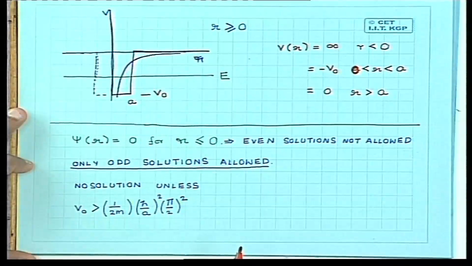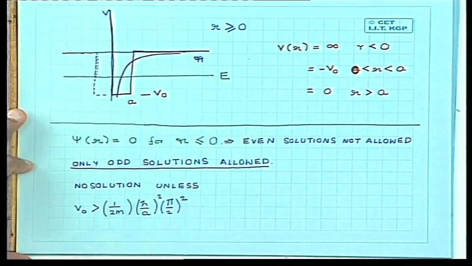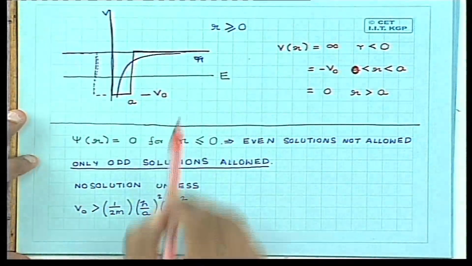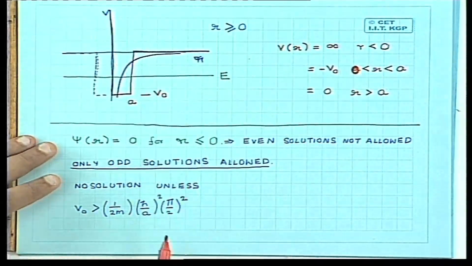Now r, you should note, is the radial coordinate. It measures the distance from the origin. So r is necessarily greater than or equal to 0. r cannot be negative. In the problems which we have been dealing with, x could go from minus infinity to infinity. But the coordinate r necessarily is greater than 0. So this can be accounted for in the following way.